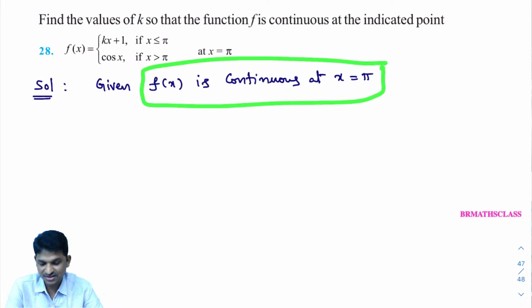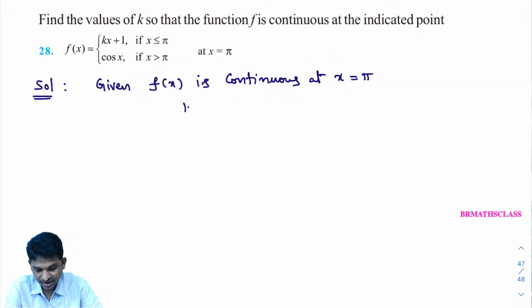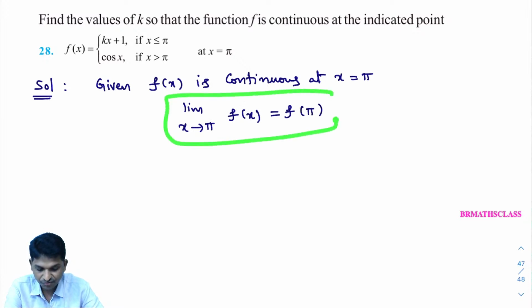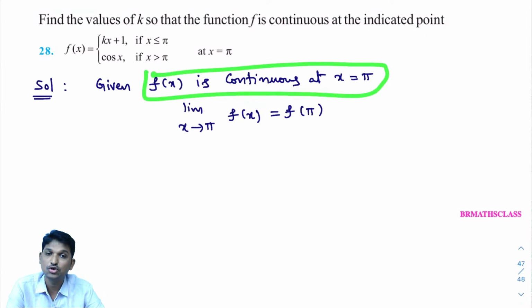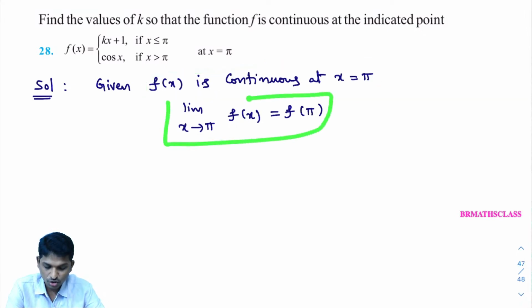When we say f of x is continuous at x equal to pi, if limit x approaches pi, f of x equals f of pi, then we say the function is continuous at x equal to pi. In the given question, they have given that it is continuous at x equal to pi. It means this condition holds good. By using this condition, we need to find the value of k.